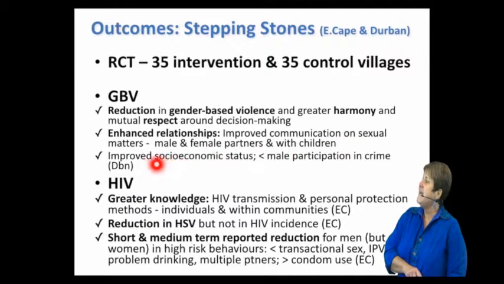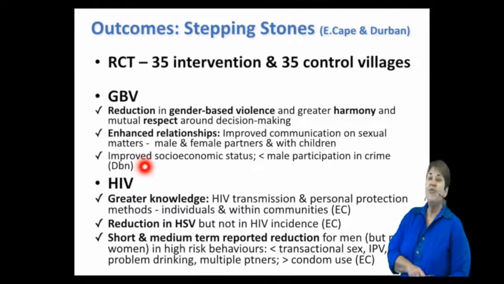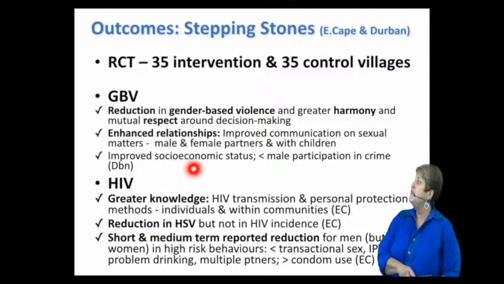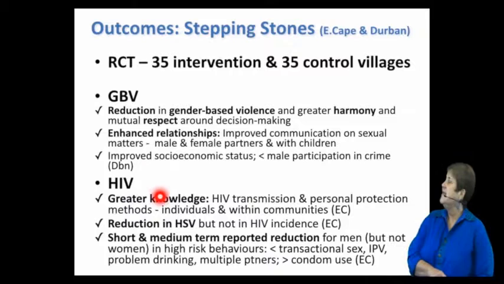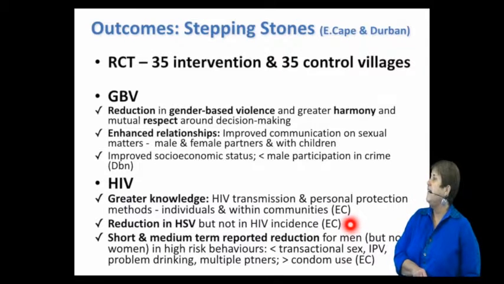And they also found, it was also in Durban, that there was less male participation in crime, for example, and other ways found of improving socioeconomic status. In HIV, they found that there was greater knowledge, but there was no reduction in new HIV cases, incidents. They found there was a reduction in the herpes simplex virus, but not in HIV.